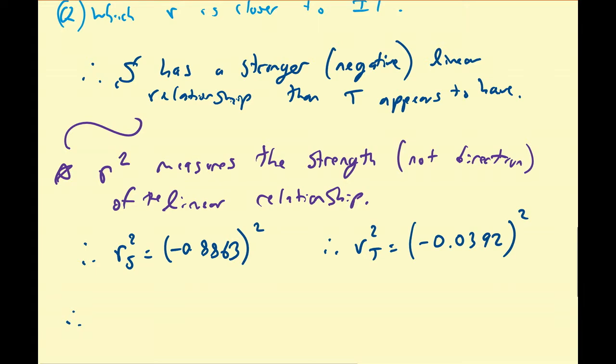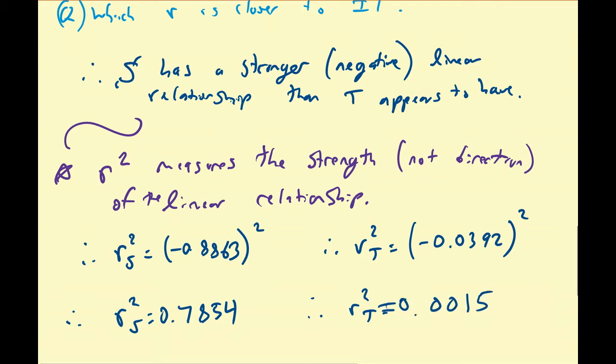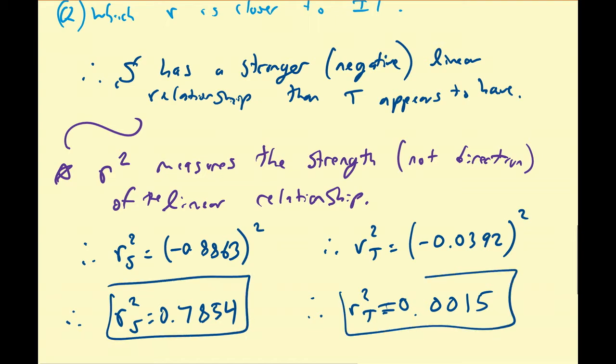So once we square that, what do we get? 0.8863 times 0.8863 is going to be equal to 0.7854. And R squared of T is going to be equal to 0.0392 times 0.0392. So that's going to be equal to 0.0015. So these are our R squared values.